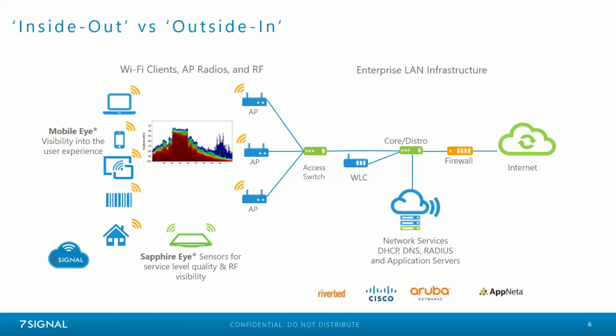Mobileye can also be installed on ultimately any mobile device, from laptops, pickers and scanners, your mobile phones, workstation on wheels if you're in the healthcare space, and additionally can be installed on any Mac OS, Linux, Android, or Windows device. Additionally, with Mobileye, as many of us on the line here are working from home, we can gain that visibility into your external home networks to gauge that Wi-Fi performance as well, giving you full visibility no matter where you're logging in from. Additionally, we have Sapphire Eye, which are our sensors for service level quality and RF visibility. And through this combination, you're really getting great perspective that you just can't find anywhere else.